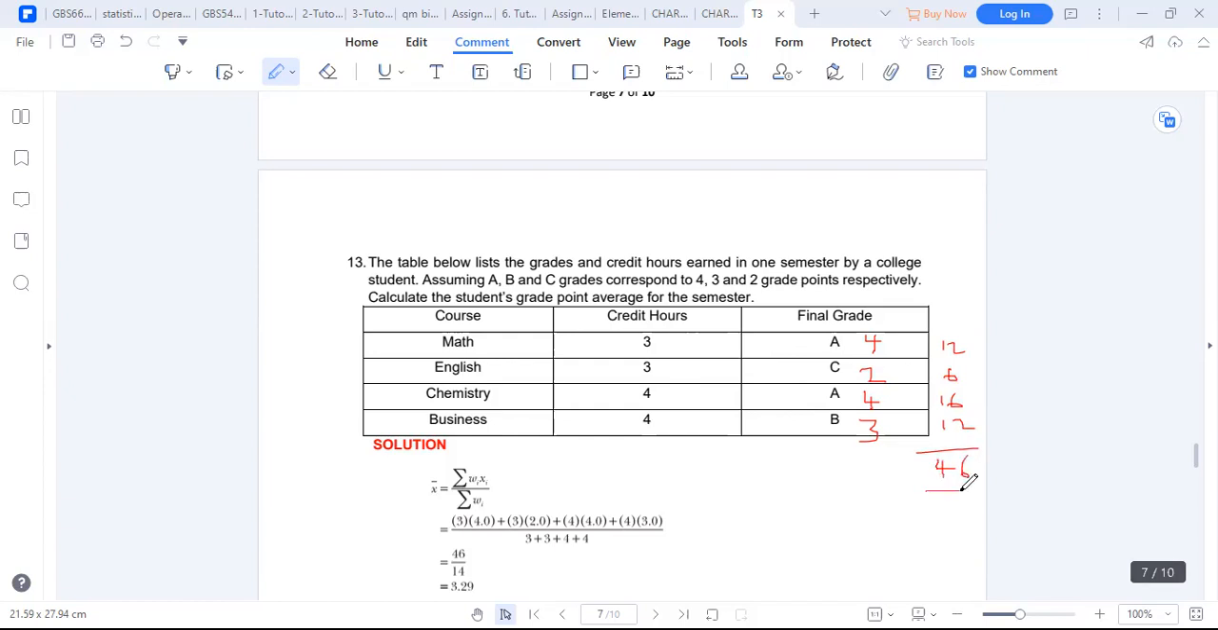Now let's do the swap. They're asking us to find the students' what? Average grade. So if you're looking for the average grade, you get the total for the credit hours here. 3 plus 3, 6 plus 4, 10 plus 4, 14. We divide it by 14 here. So you get the swap, the difference in the swap. Are we getting it?